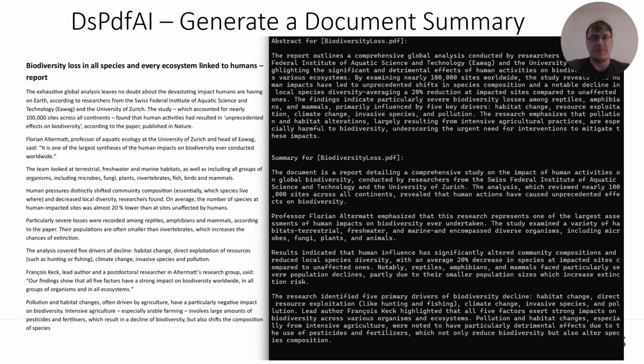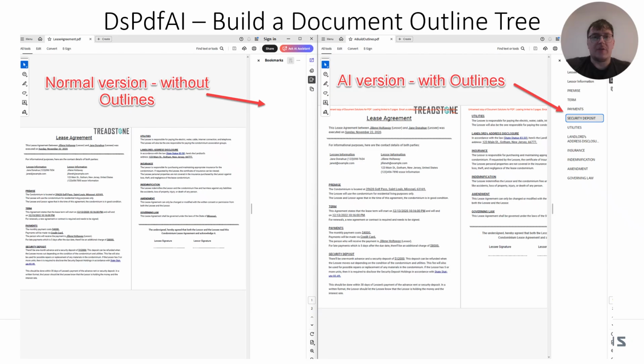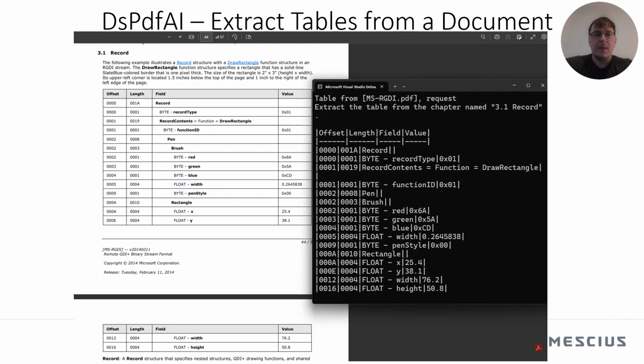Another powerful enhancement with the DsPDF AI package is the Build Document Outline Tree feature. This uses AI to scan the document's contents and automatically create a structured outline of headings and sections, even if the original PDF doesn't contain bookmarks or a built-in outline. The result is an easy-to-navigate tree of topics that makes it much easier for users to browse large or unstructured documents, which is perfect for things like manuals, reports, or scanned archives that typically don't originally have an index.